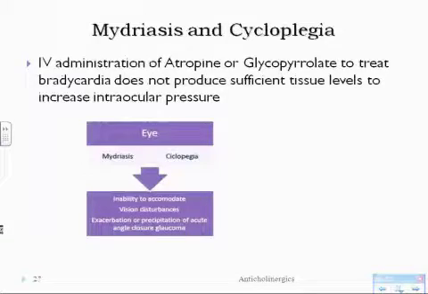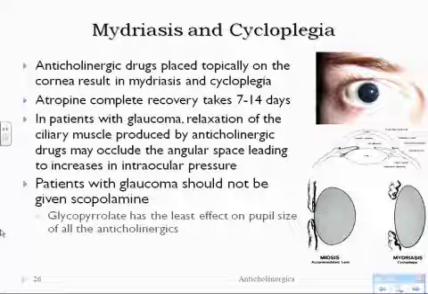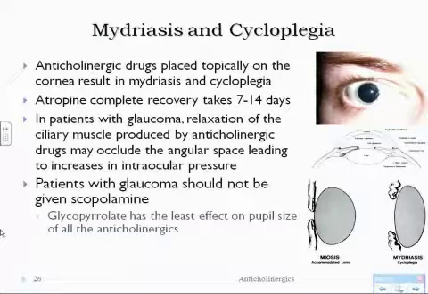The next one is mydriasis and cycloplegia. Mydriasis means that the pupil is going to dilate. The anticholinergics placed topically on the cornea result in mydriasis, and cycloplegia means an inability to accommodate. With atropine given to somebody on the cornea, on the eye, it takes almost 7 to 14 days to recover. So you're looking at a long period of time.